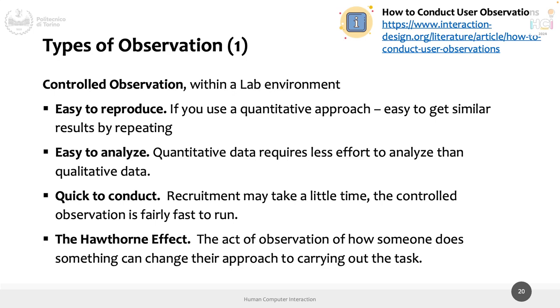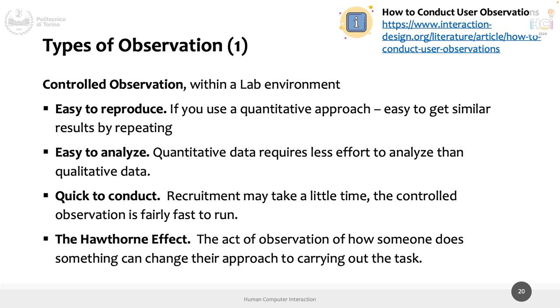And last time we said that there are two types of observation. One is controlled observation, and another one is natural observation. The controlled observation is done within a lab environment, which means you want to observe something, but you don't go where this something happens. You ask people to come here and recreate the activity, the things that they are doing, and you're observing the recreation of the thing. So clearly this is easy to reproduce and easy to analyze because it's a controlled environment. You control everything in that environment: the material you give to the person, if you are recording, and where the camera is, if it's video recording, etc. So it's easy to reproduce.